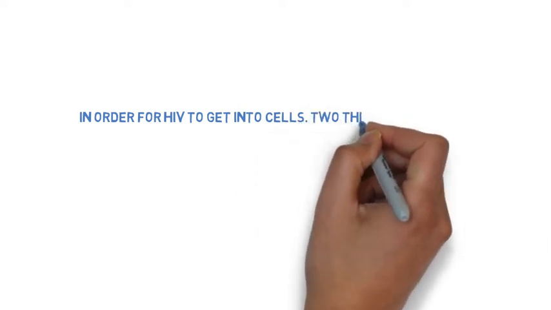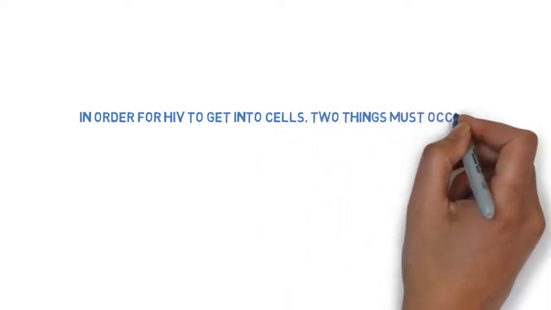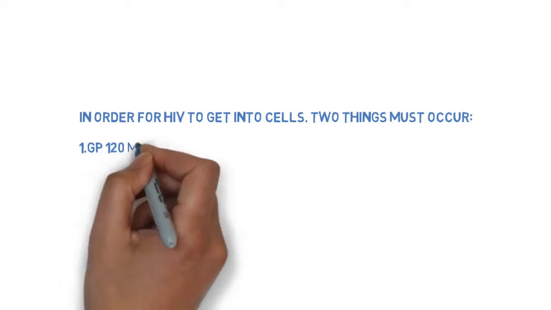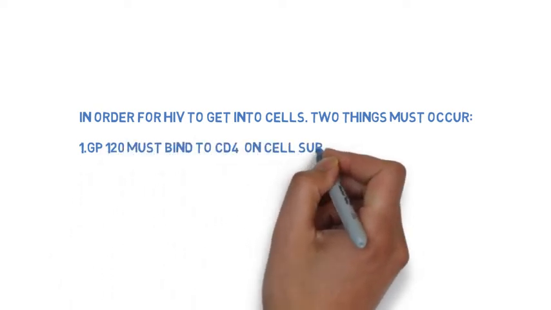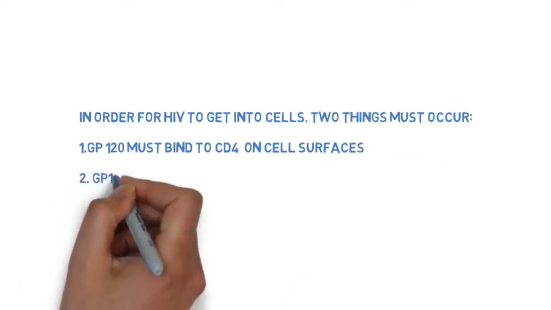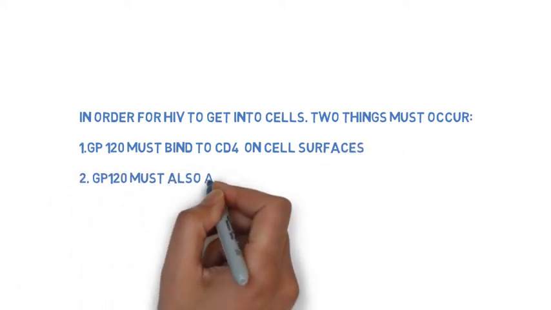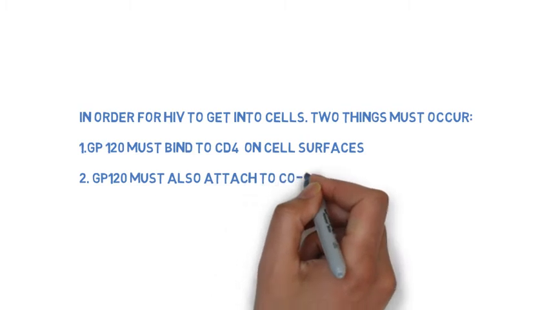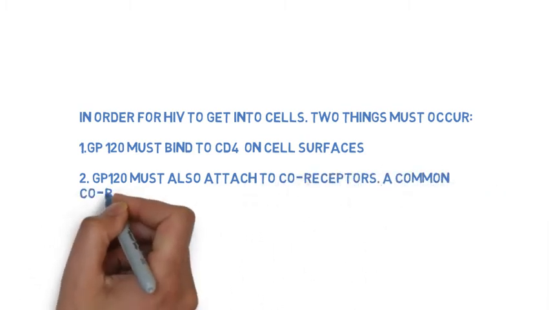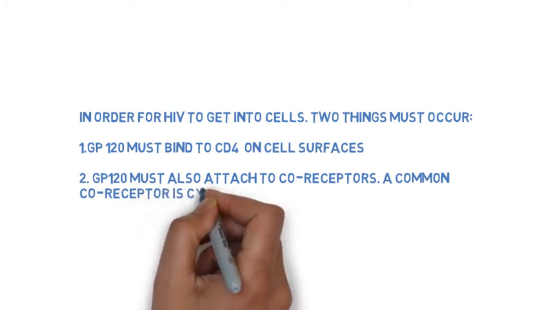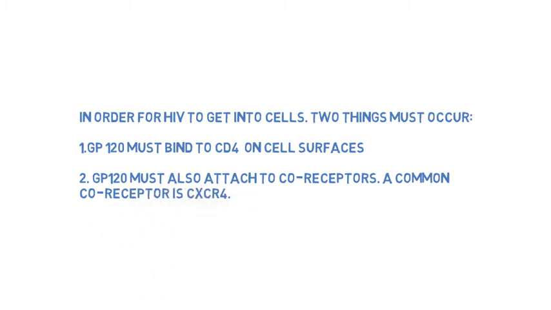The glycoprotein 120 must bind to the CD4 plus on cell surfaces. Secondly, the glycoprotein 120 must also attach to the co-receptor. Common co-receptors include CXCR4, and both these things must happen for the HIV to get into the cells.